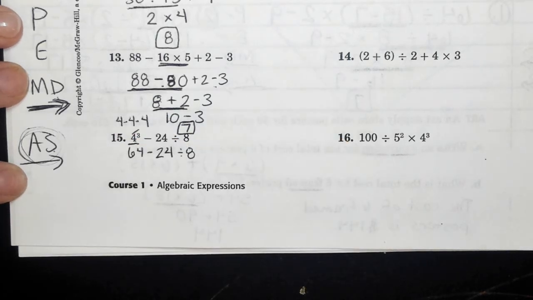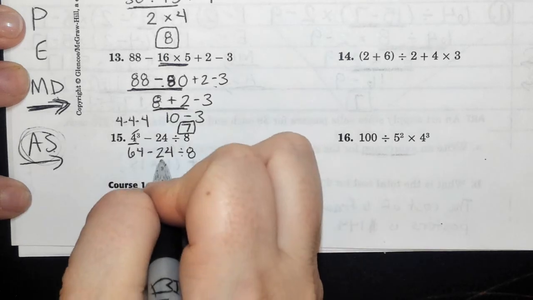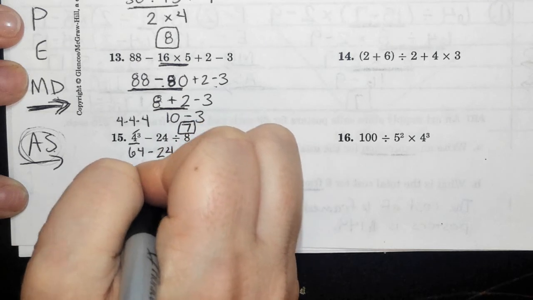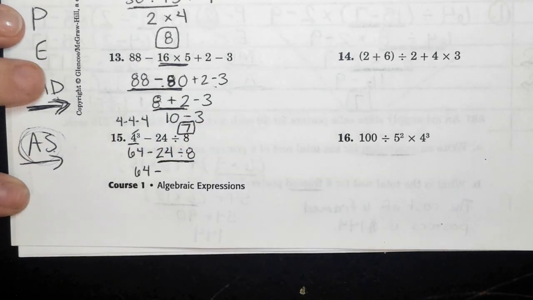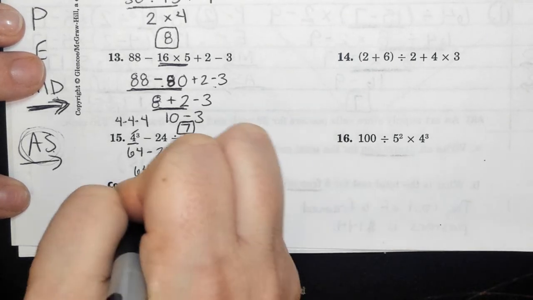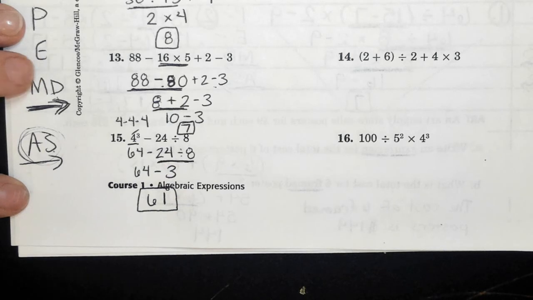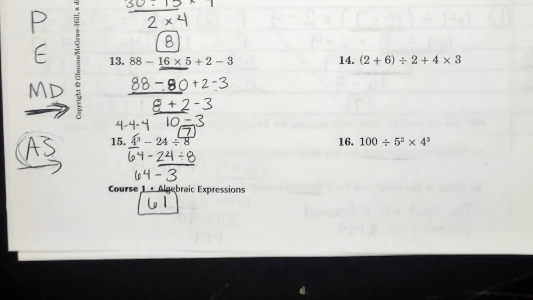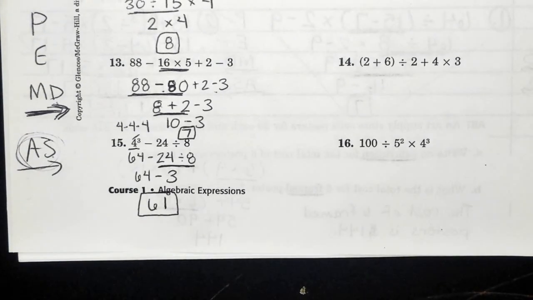What's my next step going to be here, Gabby? We're going to divide. 24 divided by 8. So I get 64 minus 3. I had to think about that for a second. I was thinking 4. I was wrong. Okay, so 24 divided by 8 is 3. And now we have 64 minus 3, which is 61. Okay. So guys, that really only leaves that second side of your homework to work on. Okay. So please make sure you're working on that.